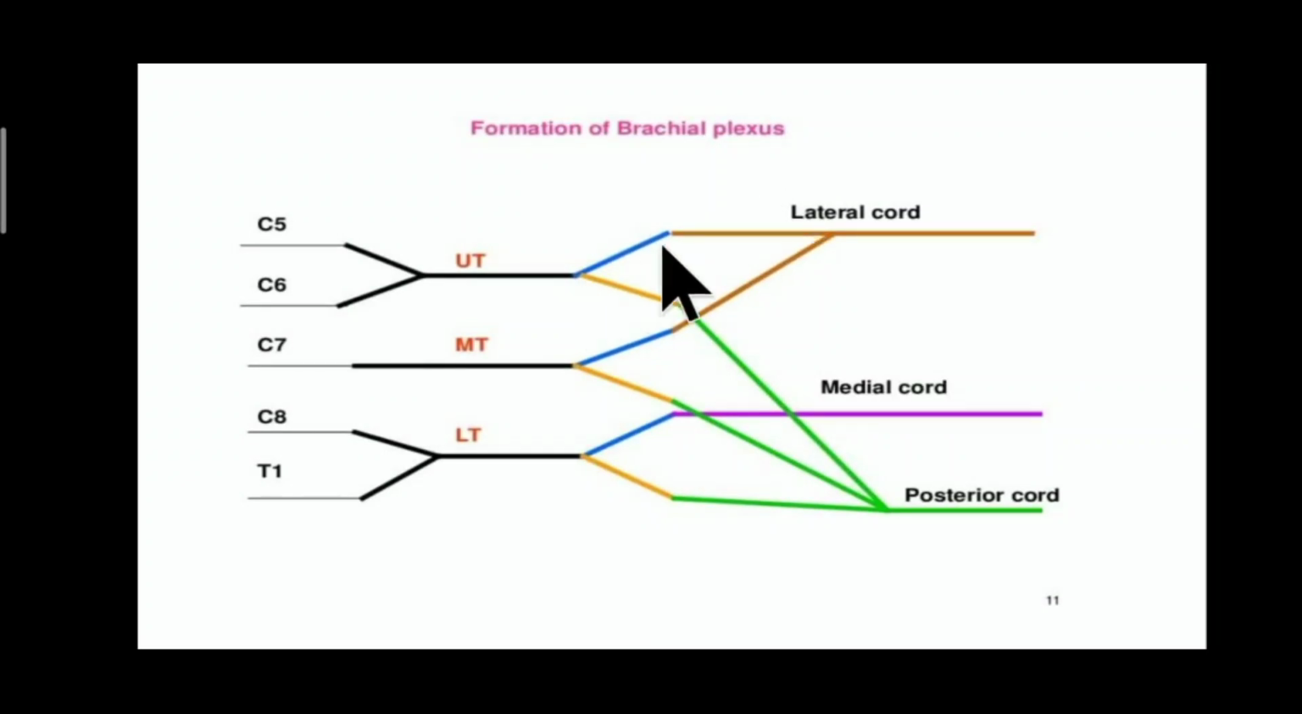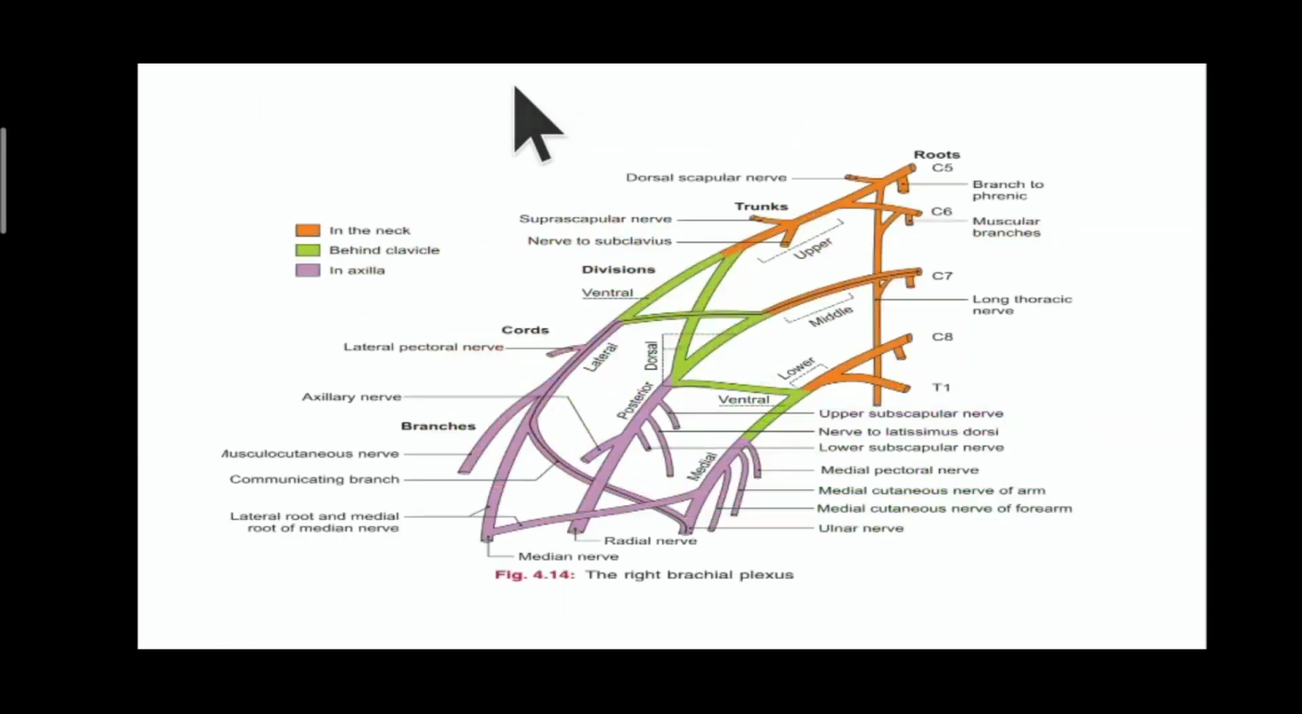See here, the anterior division of the upper trunk and anterior division of the middle trunk both form the lateral cord, which is situated laterally, and here this is the middle trunk's posterior, lower trunk's posterior and upper trunk's posterior. So the three posteriors form the posterior cord, and the anterior division of the lower trunk forms the medial cord. The lateral cord, medial cord and posterior cord form, and then give the branches. So this is a diagrammatic way of how the brachial plexus is formed.